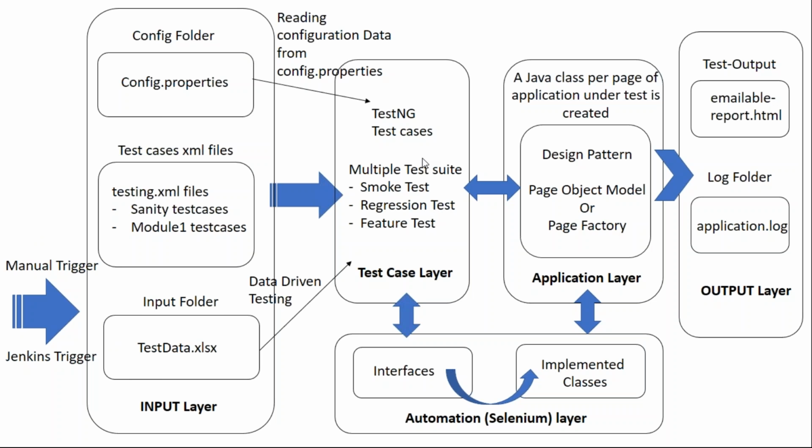That logic of logging in is written in this. Here we are calling that method and doing all the assertion part. So methods are written in this. Here we are following one design pattern which is page object model or page factory. For me, I'm using page factory. You can use page object model that we have already discussed also. So this is all our application layer.